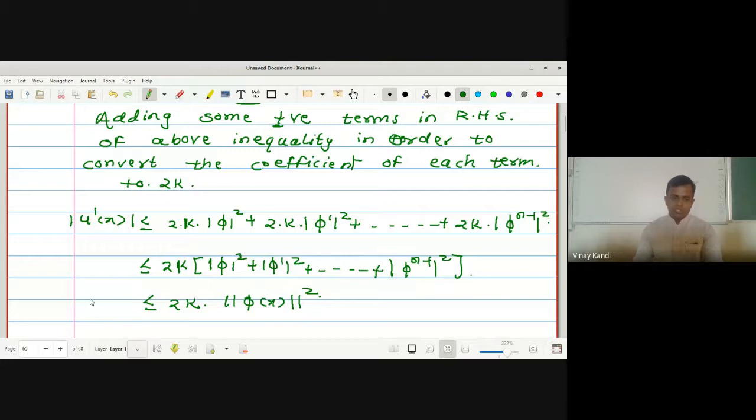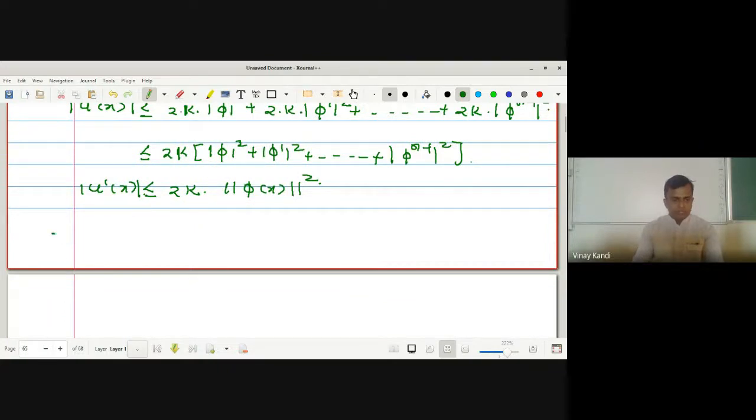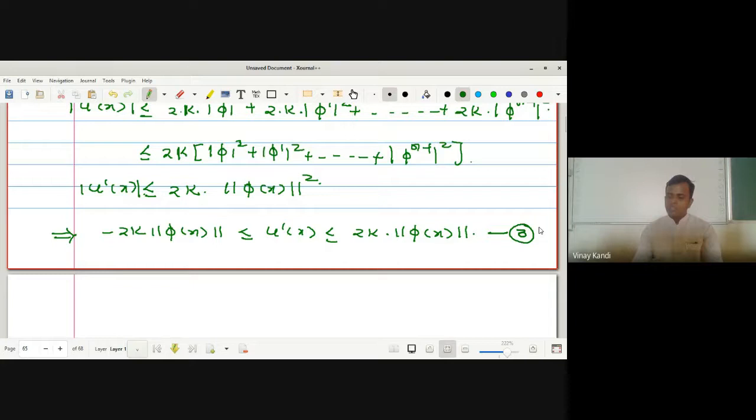Okay, so this is the mod of u dash of x. But what is mod of u dash of x? What is the definition? It implies minus 2k into norm of phi of x is less than or equal to u dash of x, which is less than or equal to 2 into k into norm of phi of x. Okay, any doubt? No, sir. Give it as an equation number 3.